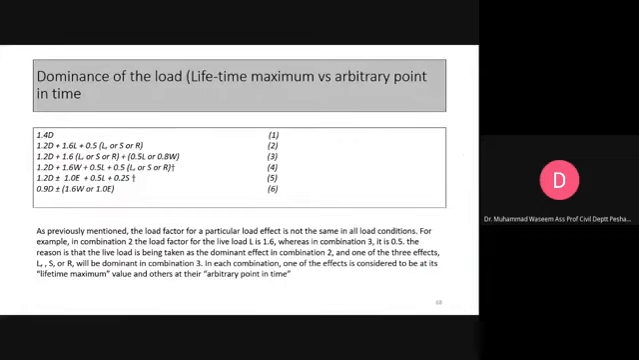Now, when we look at these load combinations, you will see that different loads act on the structure at different instants during the lifetime of your building. One of the loads will always represent the dominance, which means the maximum in the life of the building. The other loads in any load combination represent an arbitrary value during the life of the structure. In this way, these load combinations have been formulated.